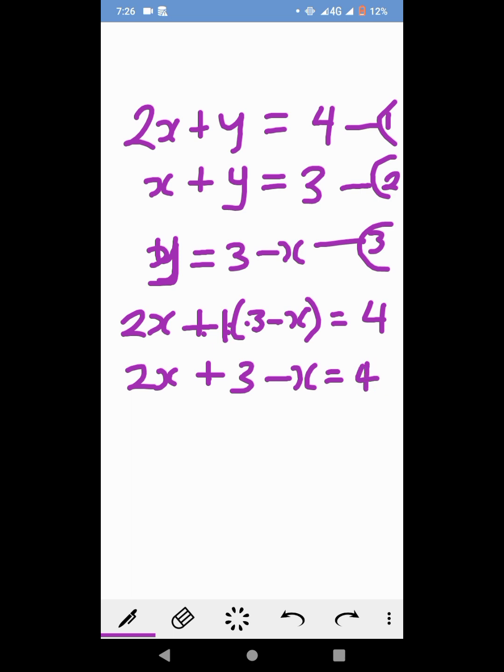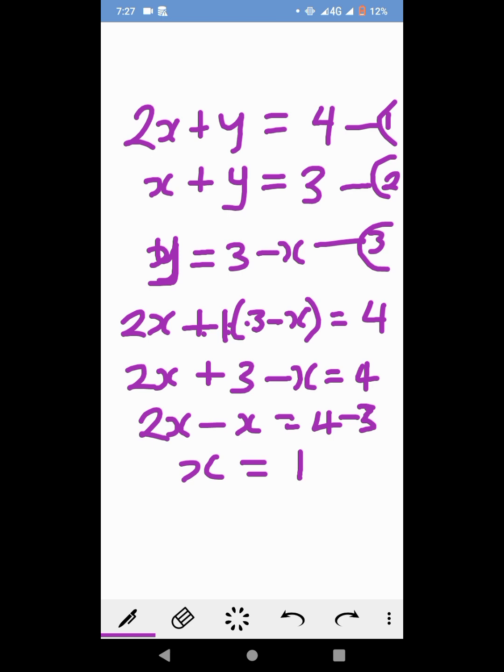Next thing to do is to collect like terms. We can rearrange this first by writing as 2x minus x equals to, the plus 3 can go over to the right hand side and it becomes 4 minus 3. All right, 4 minus 3. Then 2x minus x will give you x equals to 4 minus 3 will give you 1. So this is the value of x.